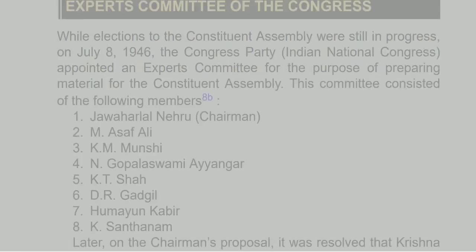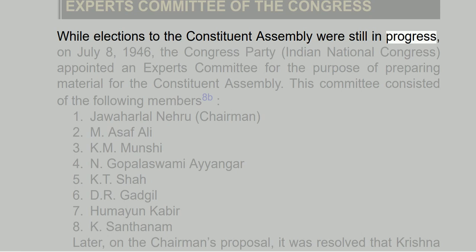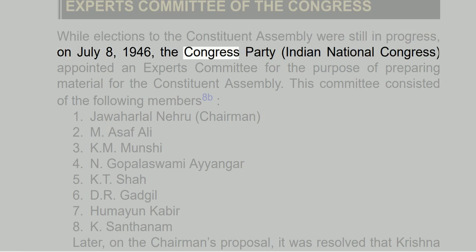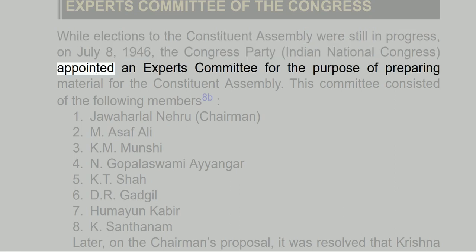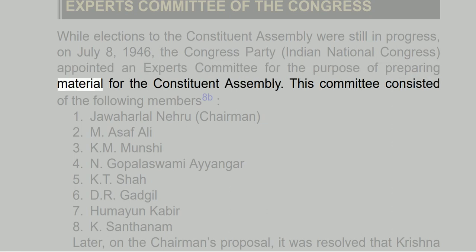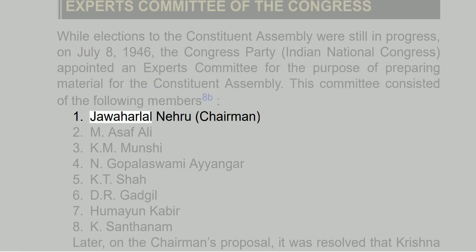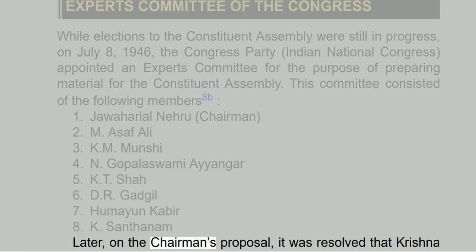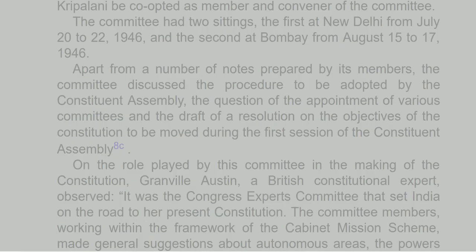Experts Committee of the Congress. While elections to the Constituent Assembly were still in progress, on 8 July 1946, the Congress Party, Indian National Congress, appointed an experts committee for the purpose of preparing material for the Constituent Assembly. This committee consisted of the following members: 1. Jawaharlal Nehru, Chairman, 2. M. Asaf Ali, 3. K. M. Munshi, 4. N. Gopalaswamy Iyengar, 5. K. T. Shah, 6. D. R. Gadgil, 7. Humayun Kabir, 8. K. Santhanam. Later, on the chairman's proposal, it was resolved that Krishna Kripalani be co-opted as member and convener of the committee.